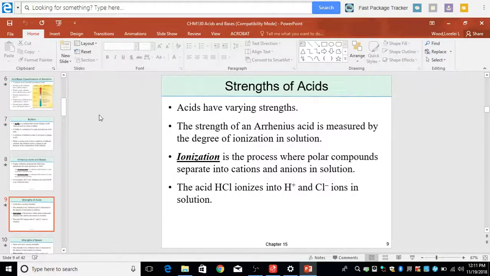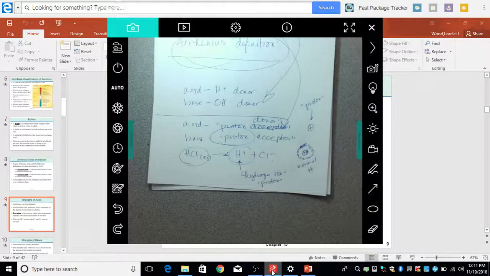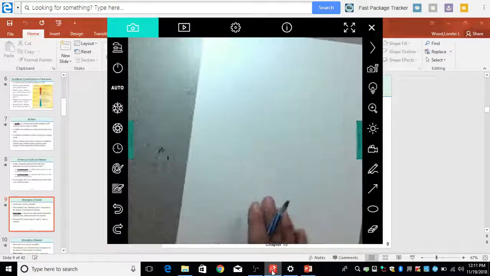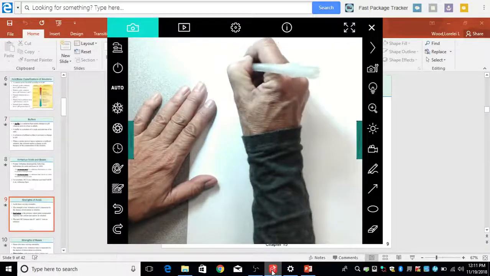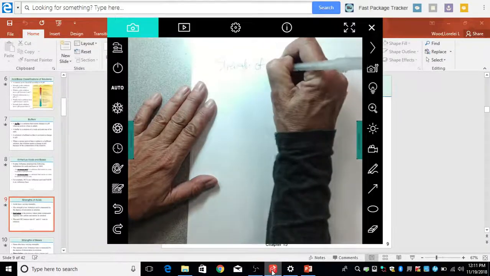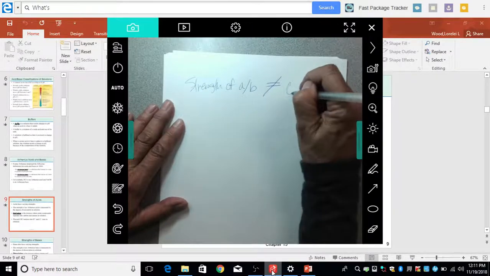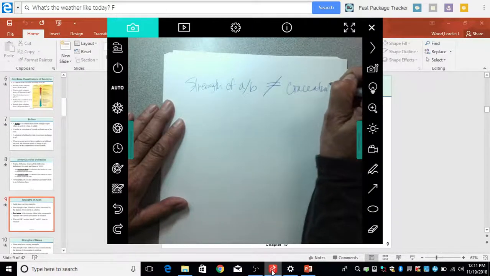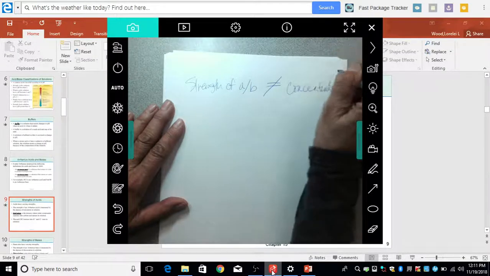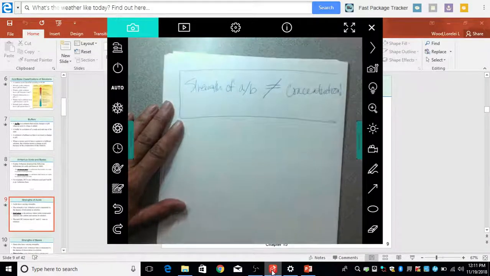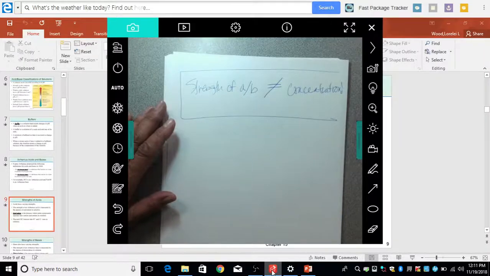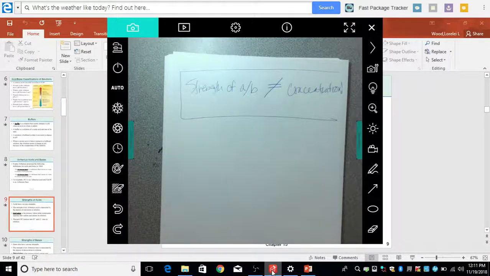Arrhenius also said that the strength of an acid has nothing to do with the concentration. So let's give an illustration there that I think is going to be super helpful. All right, we're talking about strong acids. So the strength of an acid or a base has nothing to do with the concentration. All right, I want you to put this in your brain. So something that's a strong acid or a strong base has nothing to do with how much it is concentrated.